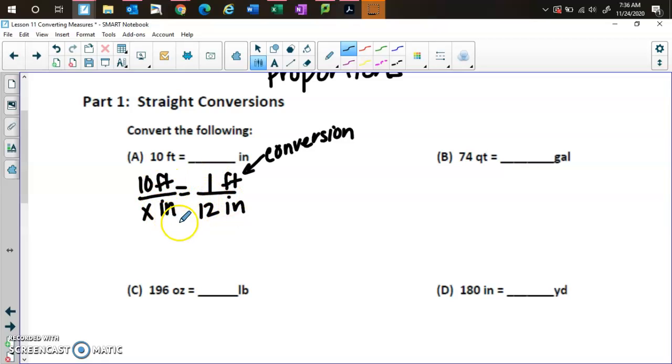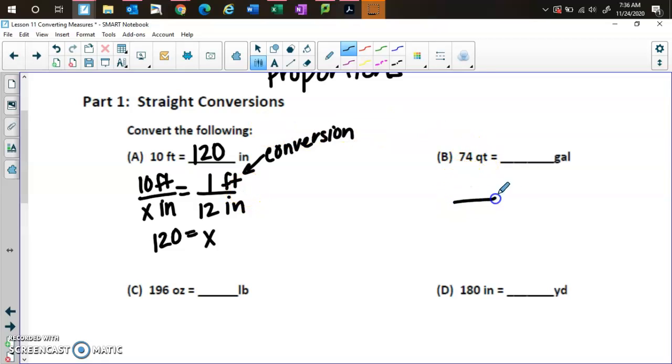To solve a proportion, you cross multiply. 12 times 10 is 120. X times 1 is 1x or just x. So I don't have to do anything else to solve. 10 feet is 120 inches. You can easily check yourself. 10 times 12 is 120, but remember we're in the proportions unit, so I will expect to see proportions.